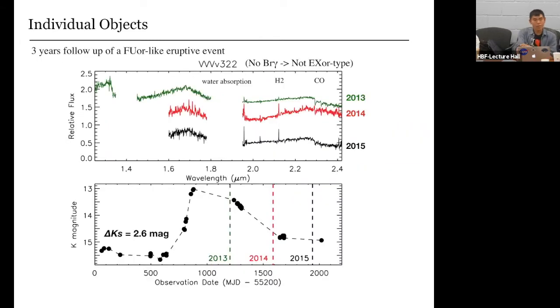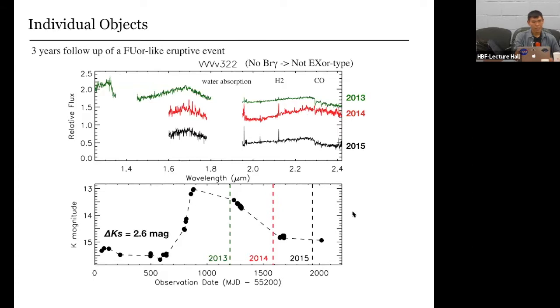And the third one is very interesting, a FUor-like spectrum. If you remember the FUor itself, it looks like this. We have a triangular shape of the H-band here caused by water absorption, and also very strong CO absorption beyond 2.3 micron. And this object actually arose on a very short time scale, about half a year, and then it decayed within the next few years on the VVV light curve.